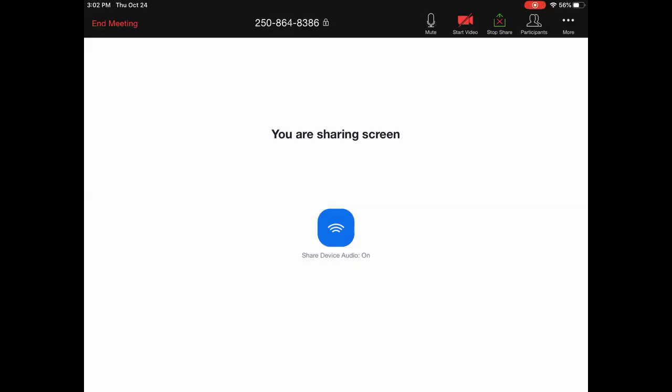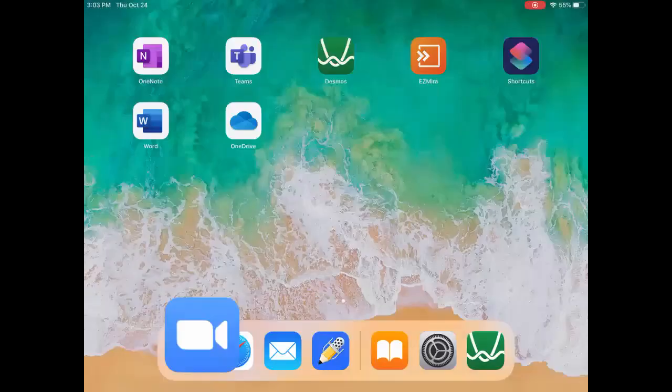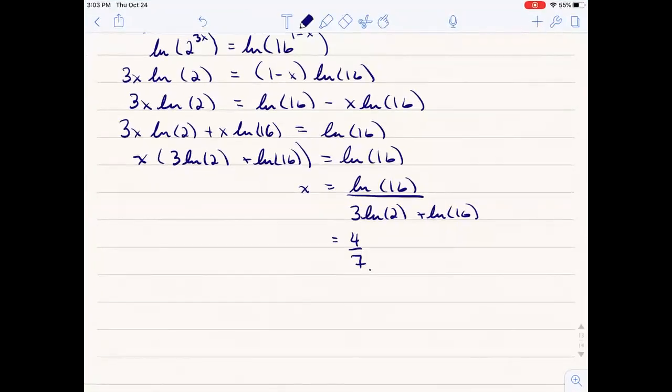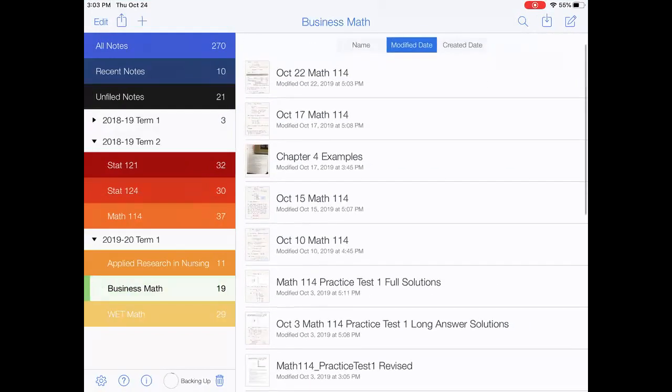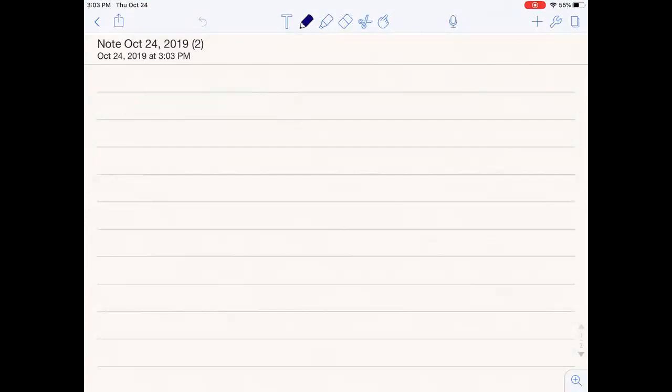All right, so we are starting compound interest, which is, pardon the pun, when things get interesting.